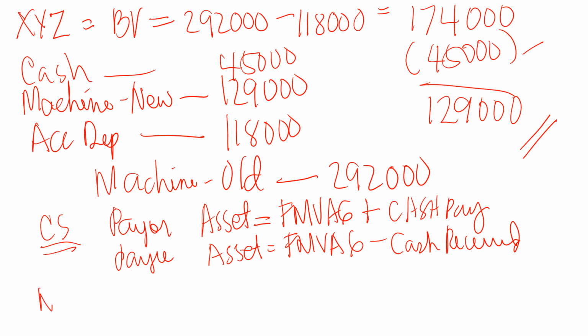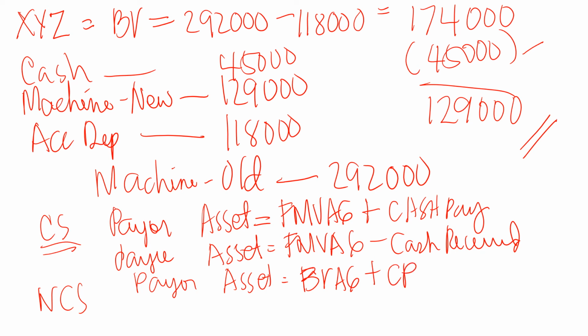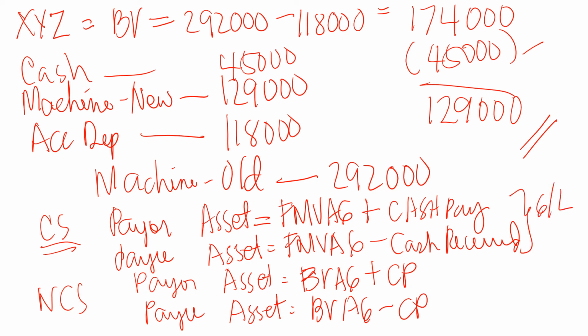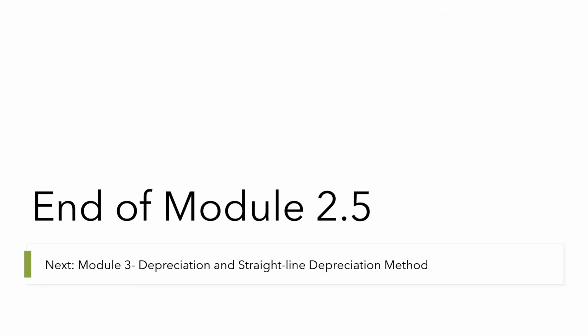Ayan. Paano kung no commercial substance? So si payer, yung asset should be recognized at the book value of the asset given up plus yung cash payment. Kapag ikaw naman si payee, ikaw yung naka-receive ng cash, so yung asset mo should be recognized at the book value of asset given up minus yung cash received. So kapag merong commercial substance, meron tayong gain or loss. Kapag without commercial substance, no gain or loss. Ayan. So we're done with the accounting for non-monetary exchange.